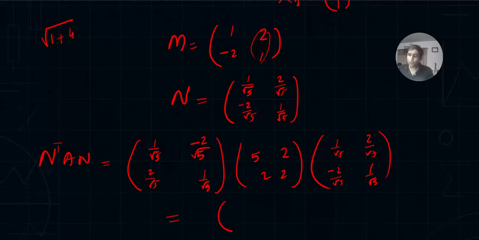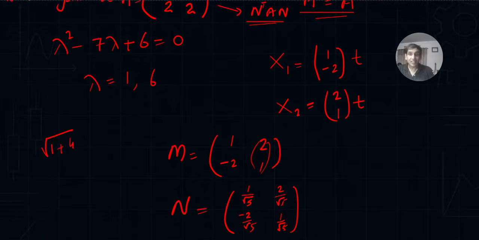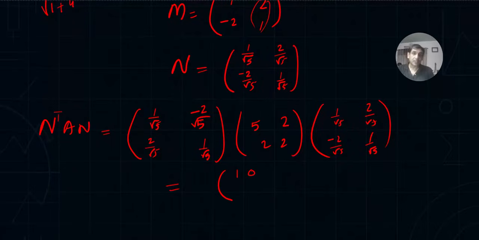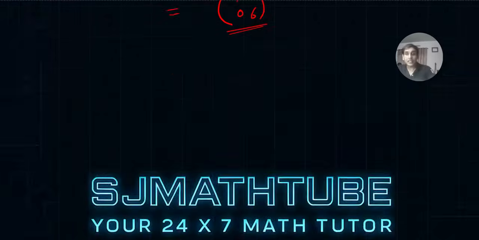Guaranteed you will get, come on, can you tell me what will you get? 1006. If you are not getting this answer, then something went wrong. Okay, let's do one 3 by 3 and wind it up, and we are ready for quadratic form. Okay, so please write the second question.